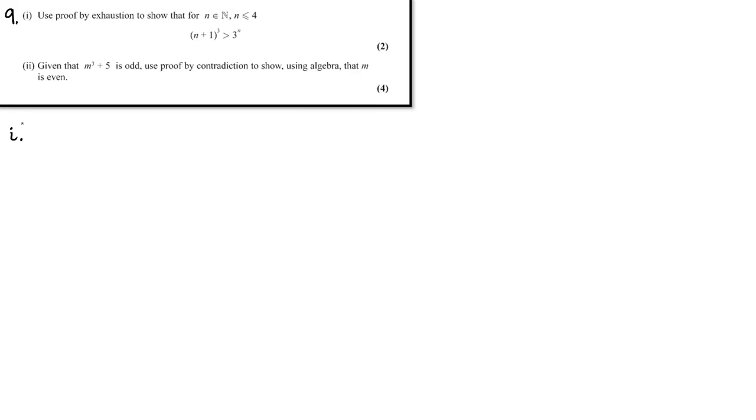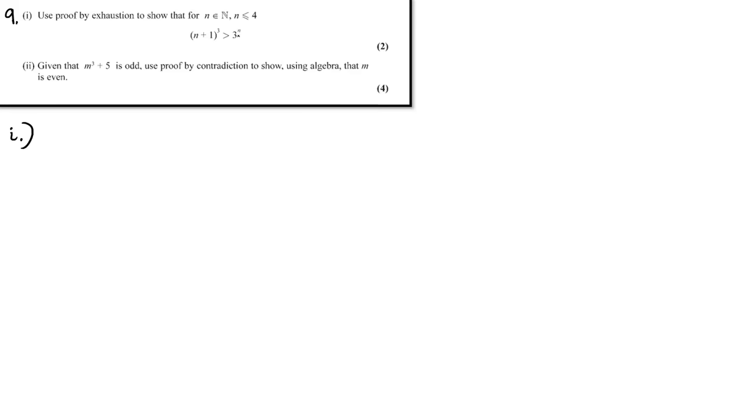Now the first part is a proof by exhaustion, and remember, for proof by exhaustion, the clue's kind of in the name, we need to exhaust all possible cases. And the number of cases is given in the question here. So what we're told is that for n being a natural number less than or equal to 4, we need to show that (n plus 1) cubed is greater than 3 to the n. So what we need to do now is consider the 4 possible cases. So that's going to be n equals 1, n equals 2, n equals 3, and n equals 4.